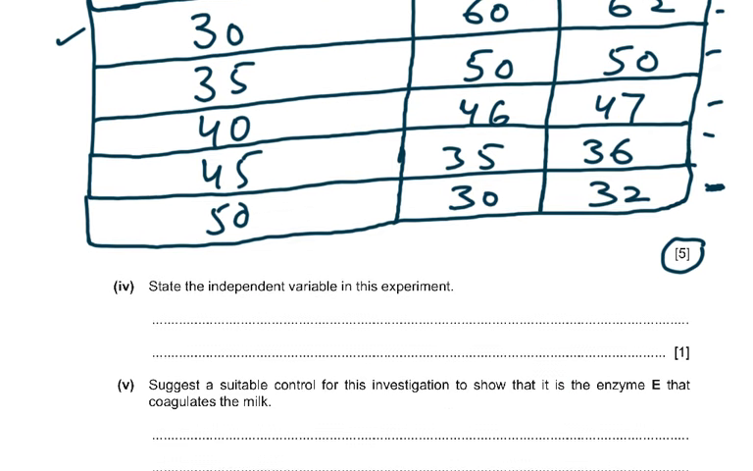Now it says part 4, state the independent variable. You know that was temperature. What did you change? You must know what is dependent and independent variable. If you don't know it, just Google it and have a look at it. We do a lot of this in A2 as well. So you must know it. You must be very clear about it. So temperature was the independent variable.